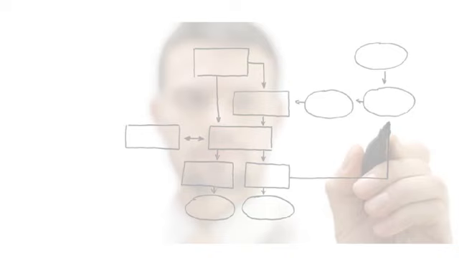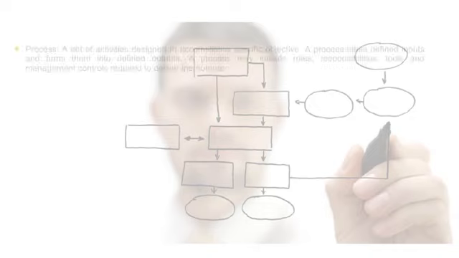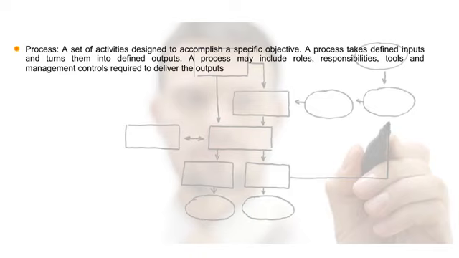Customer expectations lead to defining a specific set of activities which are to be executed by the people in order to deliver value. These specialized sets of activities are termed a process. The process is defined as a set of activities designed to accomplish a specific objective. A process takes defined inputs and turns them into defined outputs. A process may include roles, responsibilities, tools, and management controls required to deliver the outputs.